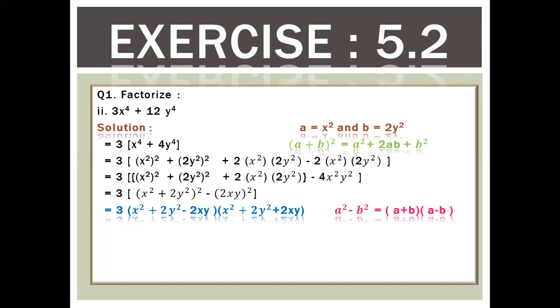x⁴ is the square of x², and 4y⁴ is the square of 2y². Only two terms we have. Now we complete the formula and we add 2ab. I already mentioned a and b in the question, and you can see that a is x² and b is 2y².